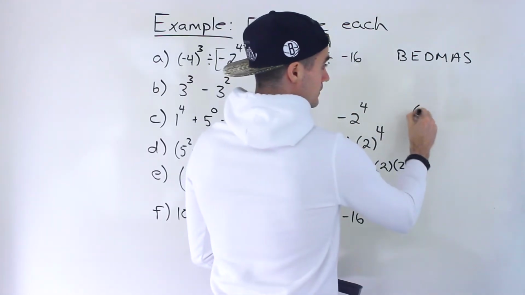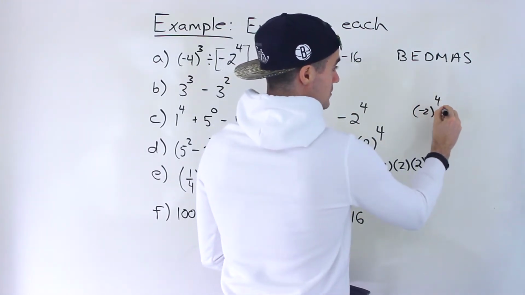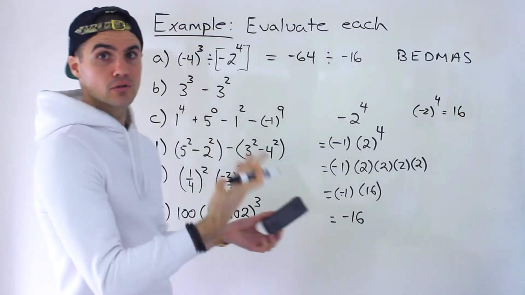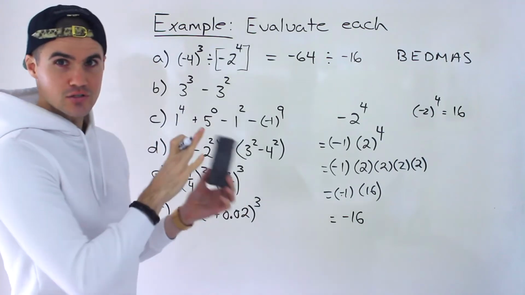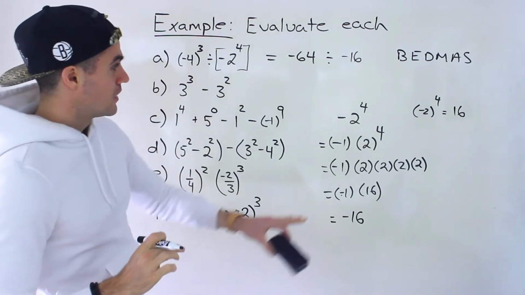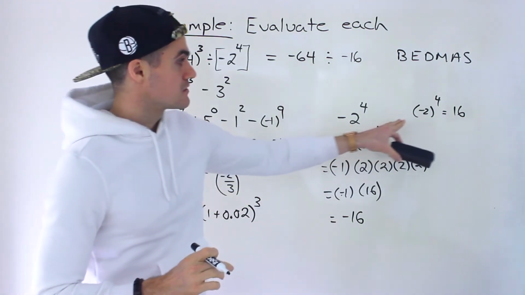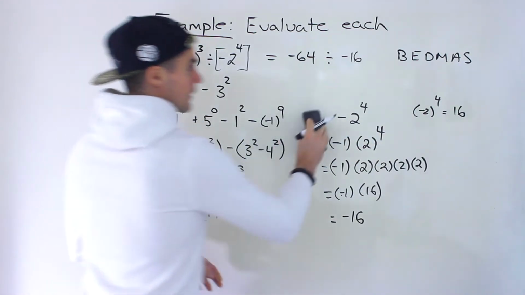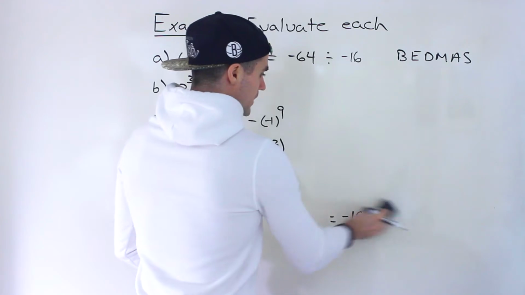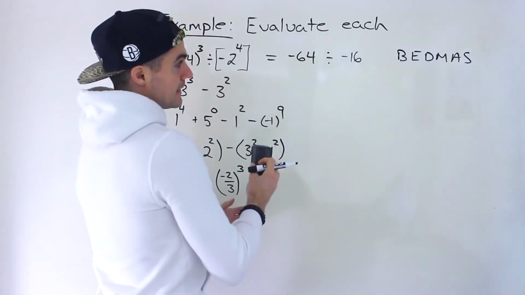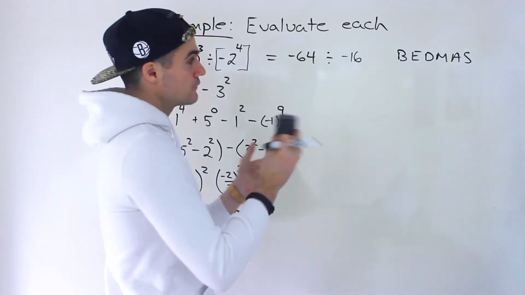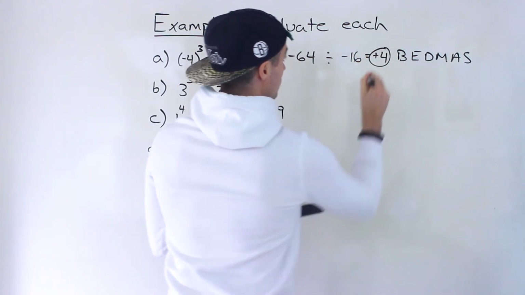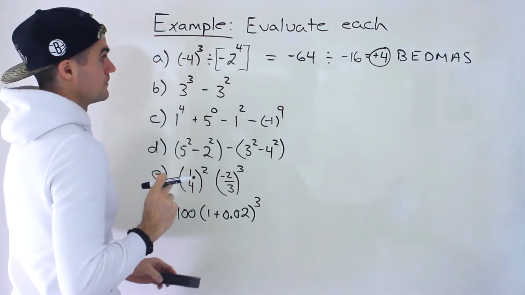Now if you had negative 2 in brackets to the power of 4, that would end up being positive 16. So it would totally change the question. So you just got to be careful with something like this versus something like this. Just be on the lookout for that. All right, and then we got negative 64 divided by negative 16, and negative divided by a negative gives us a positive. So the final answer would be positive 4 for this over here.